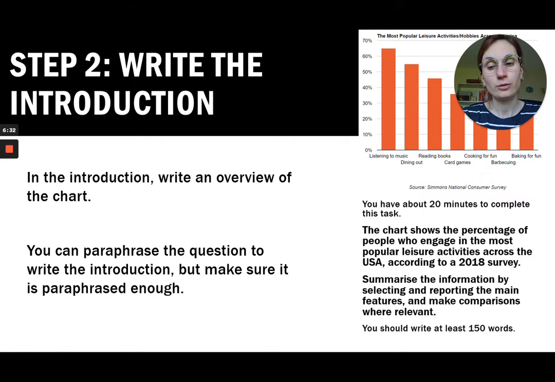And to do that, you can paraphrase the question to write the introduction, but you need to make sure that it is paraphrased enough. If you write an introduction that is too similar to this, your words are not going to be counted. This paragraph is not going to be counted because you basically copied the question. So if you paraphrase it, you need to paraphrase enough. Or you can also just describe in general terms the chart using your own words, and that is also a good introduction.